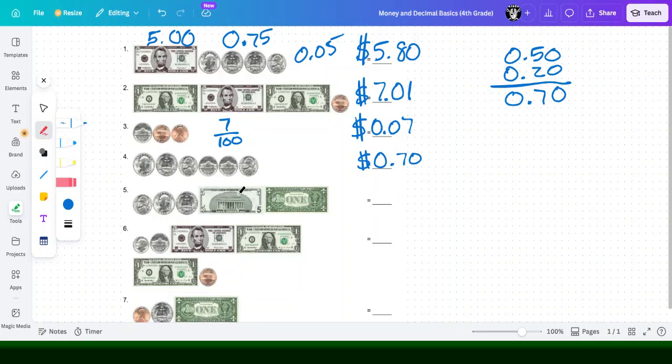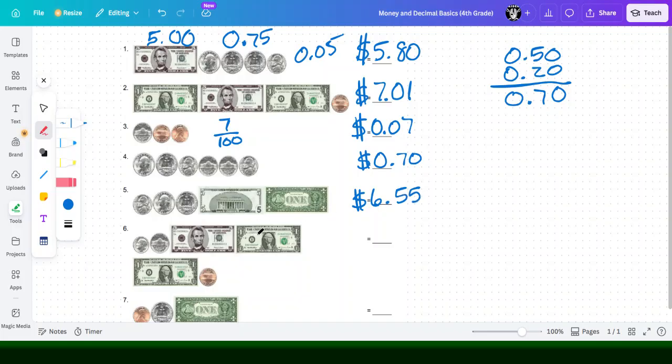Taking a look at the next one, we got a 5 and a 1, so that's going to be $6. Okay, so we're going to put a 6 there. Now we got to figure out our coins. 25, 50, and 5 more is going to be 55, so that's going to be 0.55, 5 tenths, and 5/100ths.